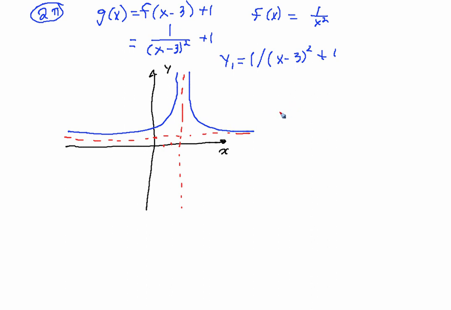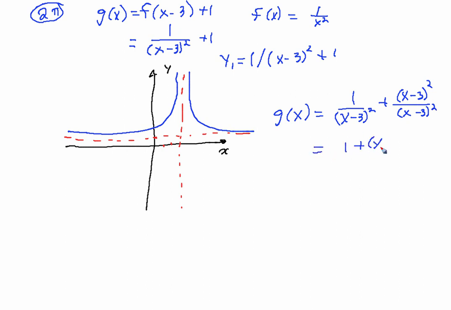So to do that, well, we know g of x is equal to 1 over x minus 3 quantity squared, but now that plus 1, I'm going to rewrite that as x minus 3 quantity squared over x minus 3 quantity squared, which gets me 1 plus x minus 3 quantity squared over x minus 3 quantity squared. Now you've fulfilled their requirement, got it all written as a single expression, but they're going to want you to multiply out that numerator and denominator.